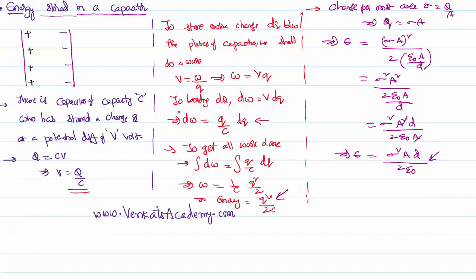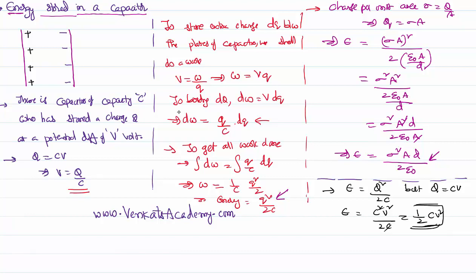Anyway, there are even other possible ways also. What are those other possible ways? Let us see. We know energy is nothing but equal to Q square by 2C. But we already know that Q equal to CV. Therefore energy will become C square V square by 2C. One C will get cancelled. So you can express the energy stored in a capacitor even as half CV square.